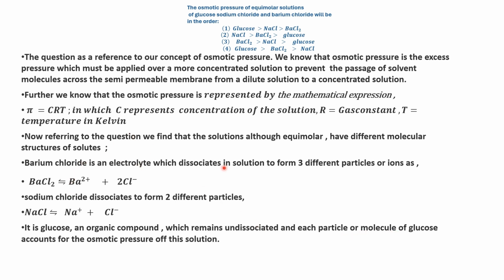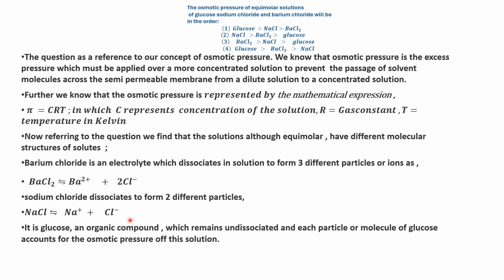But if you look at the barium chloride or even sodium chloride, we find that it undergoes dissociation according to this equation. Barium chloride dissociates to form dipositive barium and two chloride ions. Similarly, sodium chloride dissociates to form sodium ion and the chloride ion. मतलब ये हुआ कि एक मॉलिक्यूल या एक पार्टिकल बेरियम क्लोराइड के केस में 3 पार्टिकल में बढ़ जाता है. It forms 3 different particles or ions. और सोडियम क्लोराइड के केस में 2 पार्टिकल हो जाता है.